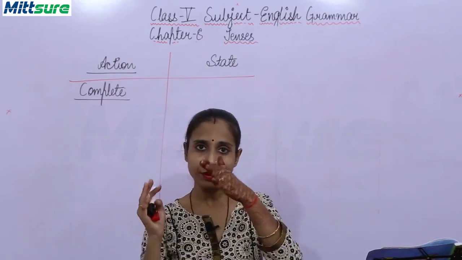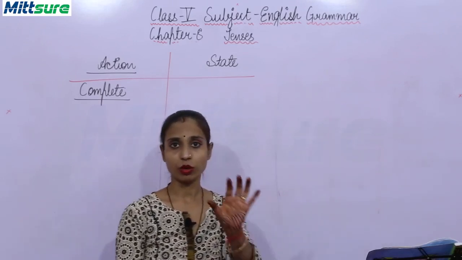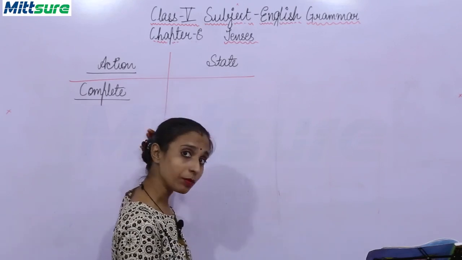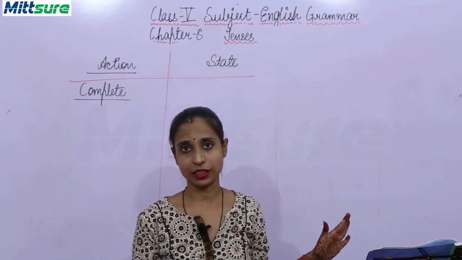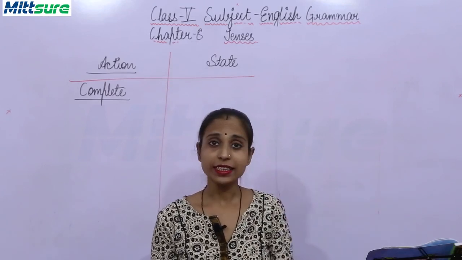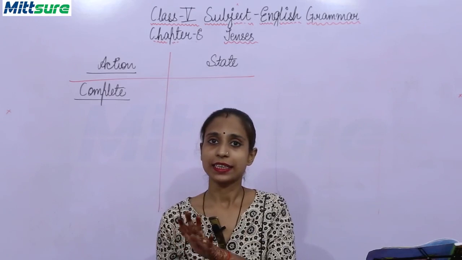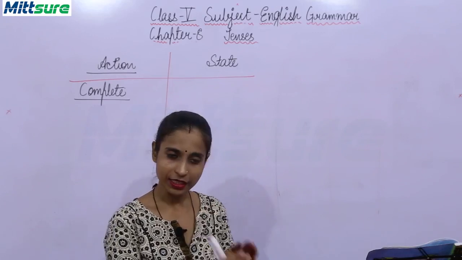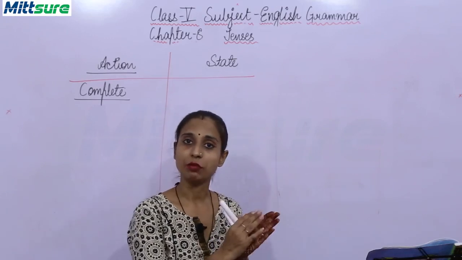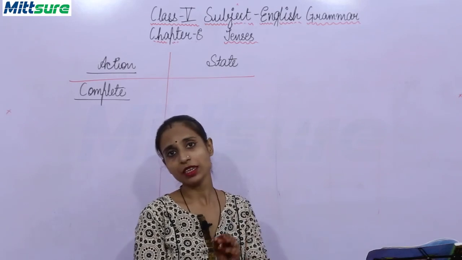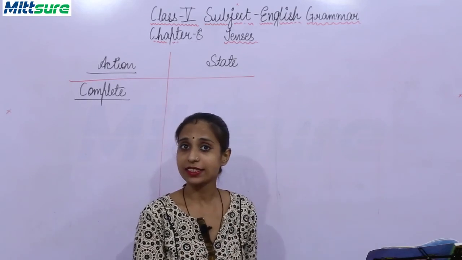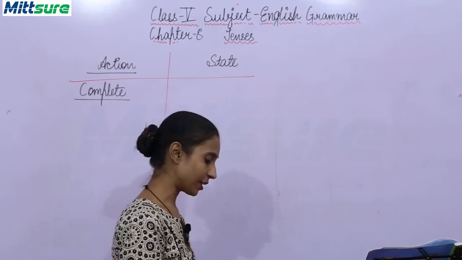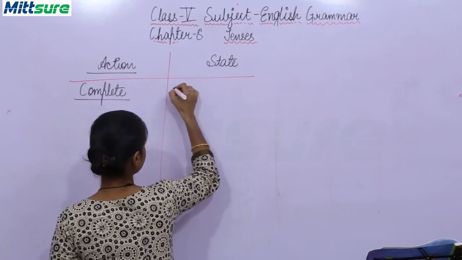When I say that some action has been completed, how is the action? Action is complete. When the action is complete, we can say that the work is perfect. Right? If you have done something, that means the work is perfect. If the work is perfect, which tense are we going to use? What is the state of tense? The state of tense is perfect tense.